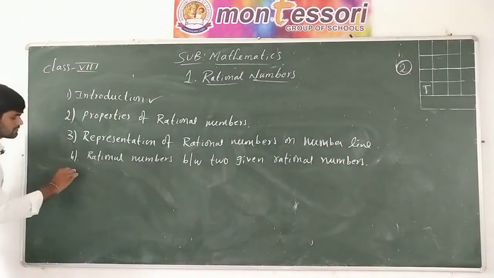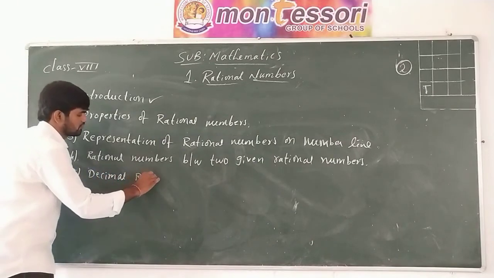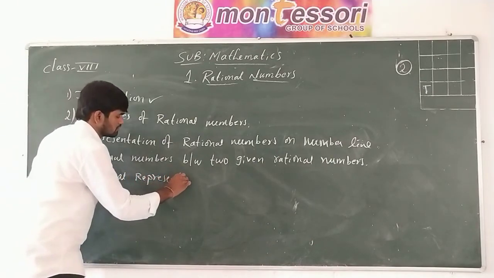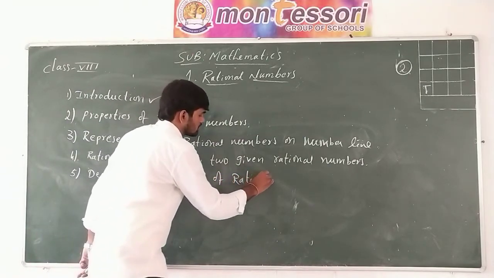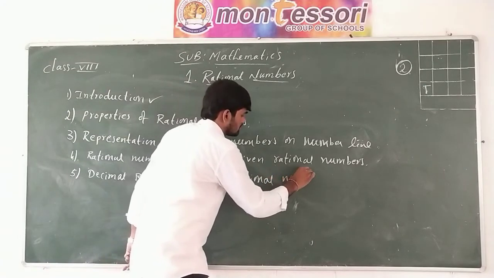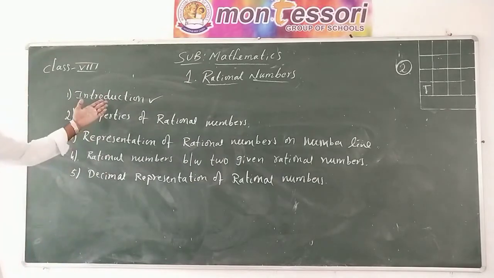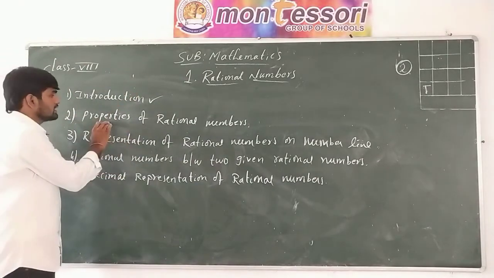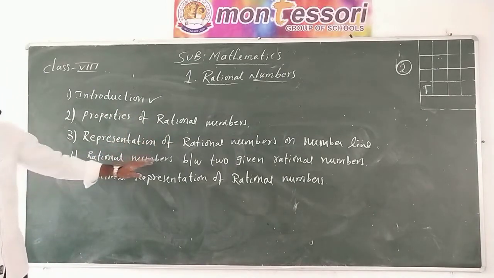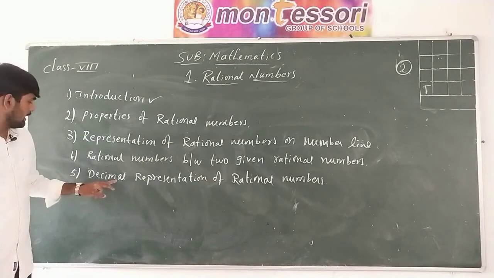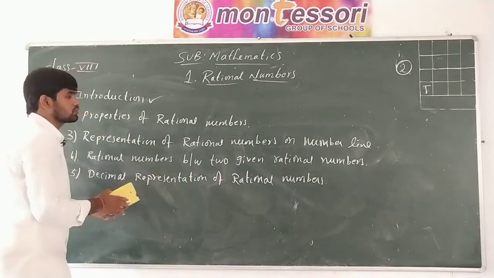Next, fifth is decimal representation of rational numbers. So these are the topics you are going to learn in the first chapter. Already I gave the introduction about the rational numbers. Next you have the properties of rational numbers. Next, representation of rational numbers on the number line, rational numbers between the given two rational numbers, and decimal representation of rational numbers. So these are the topics you are going to learn.